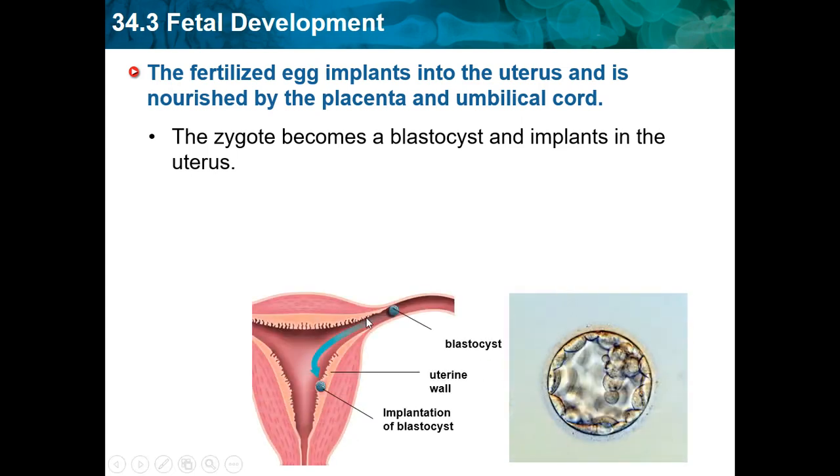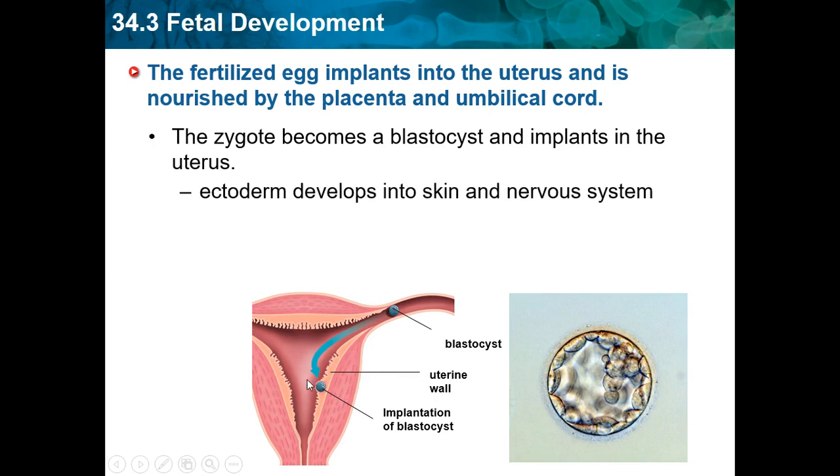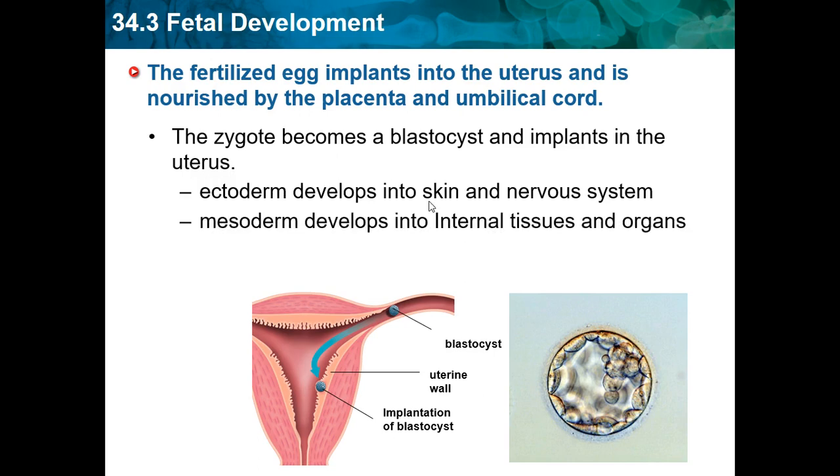So here we have the blastocyst forming, and it implants itself in the uterus into the uterine wall, and that's where it grows. The blastocyst has 3 layers at this point, and these 3 layers develop into different things. So one layer is the ectoderm, and this develops into skin and nervous system. Then we have the mesoderm, which develops into internal tissue and organs.